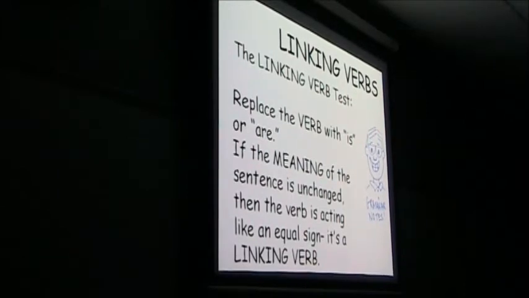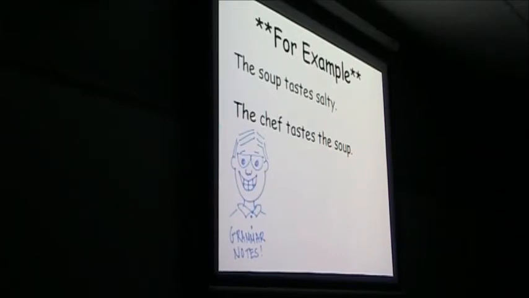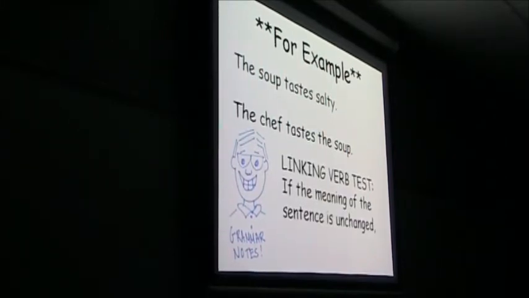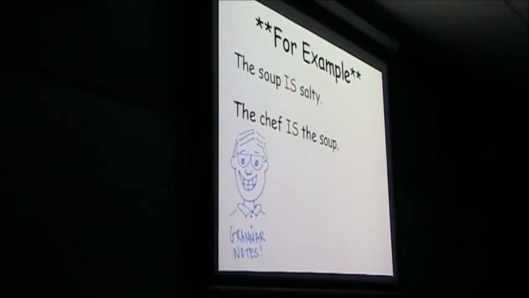The linking verb test, to figure out if you're dealing with a linking verb or an action verb, is like this. Take the verb and replace it with either the word is or are. If the meaning of the sentence is basically unchanged, then you have a linking verb. It's an equal sign. Here's an example. We have the verb tastes, and it's in two different sentences. The soup tastes salty, the chef tastes the soup. I do the linking verb test. I put in the word is. When I put in the word is, if the sentence stays the same regarding its meaning, then it's a linking verb. But if I put in the word is and the sentence is ridiculous, then I know it was an action verb.